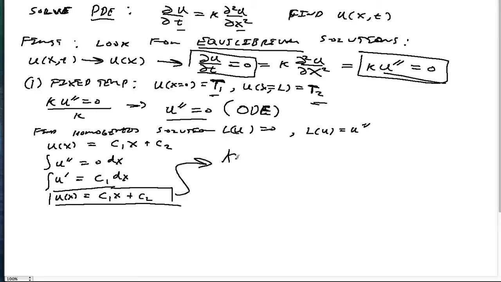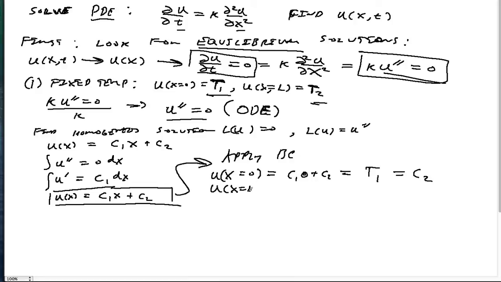The next thing we need to do is apply a boundary condition. In this case, u of x equals 0 is equal to c1 times 0 plus c2, and we know that was equal to t1. So we put t1 in there, and we find that c2 is equal to t1. Now u at x equals L, we write as c1 L plus c2, where c2 is equal to t1, which is a given temperature. And that's supposed to be equal to t2. So that means c1 is equal to t2 minus t1 all over L.